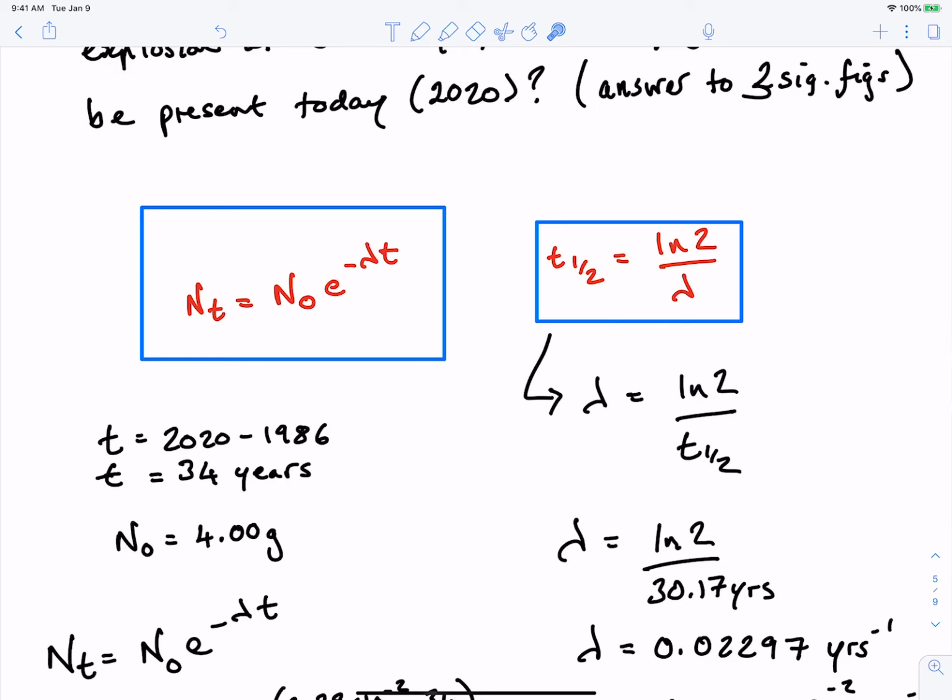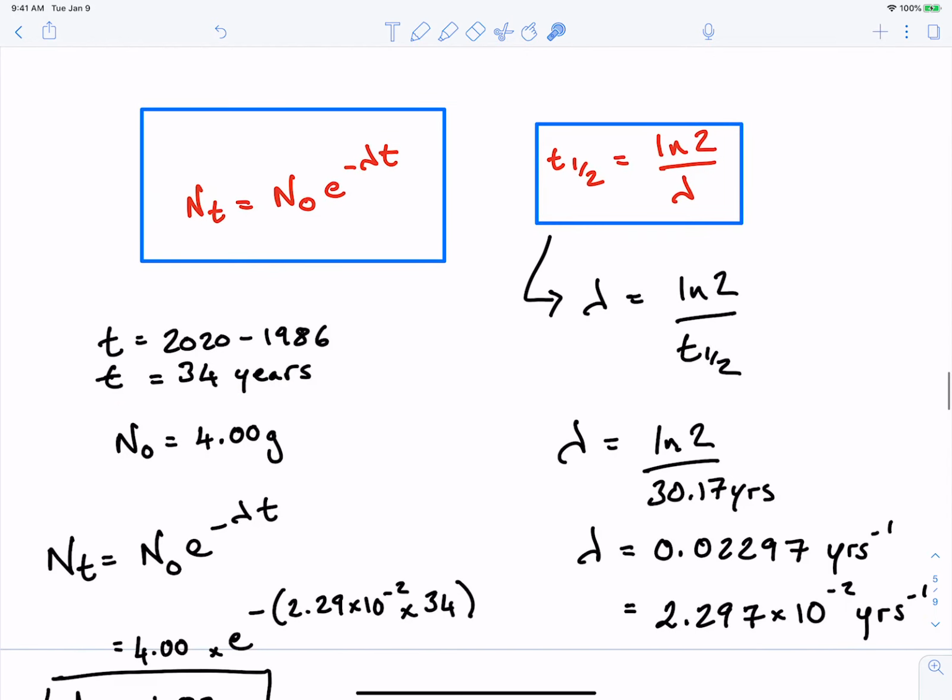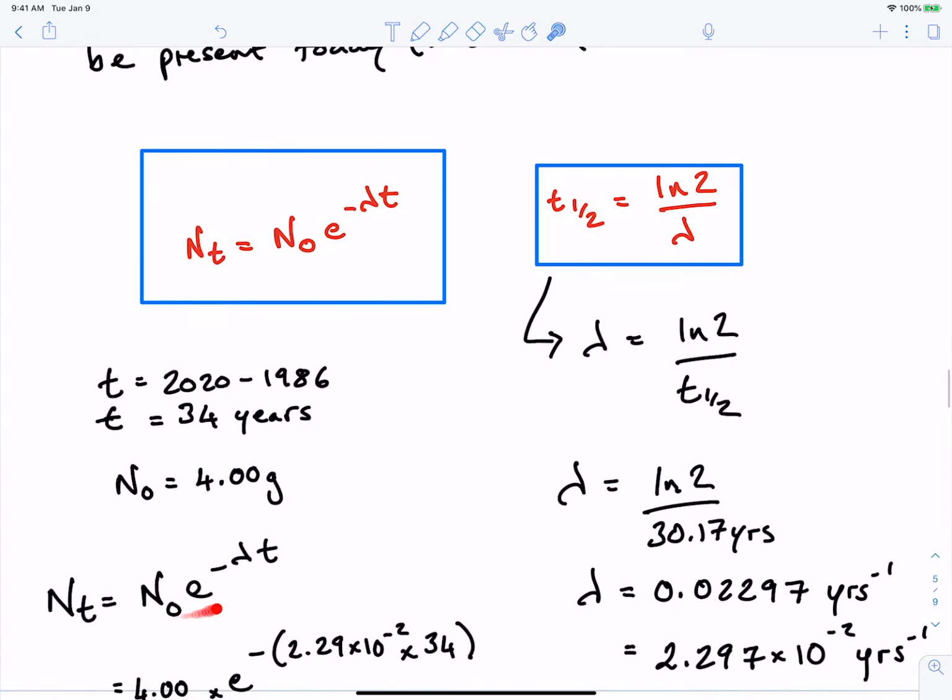Currently 2020 minus 1986 gives us 34 years. We know that N0 is 4 grams. So we would use this expression here, but we need to know lambda. And in order to know lambda, we can calculate it using this expression over here for half-life. Again, if we multiply both sides by lambda and divide by half-life, we end up with lambda equals the natural log of 2 divided by half-life.